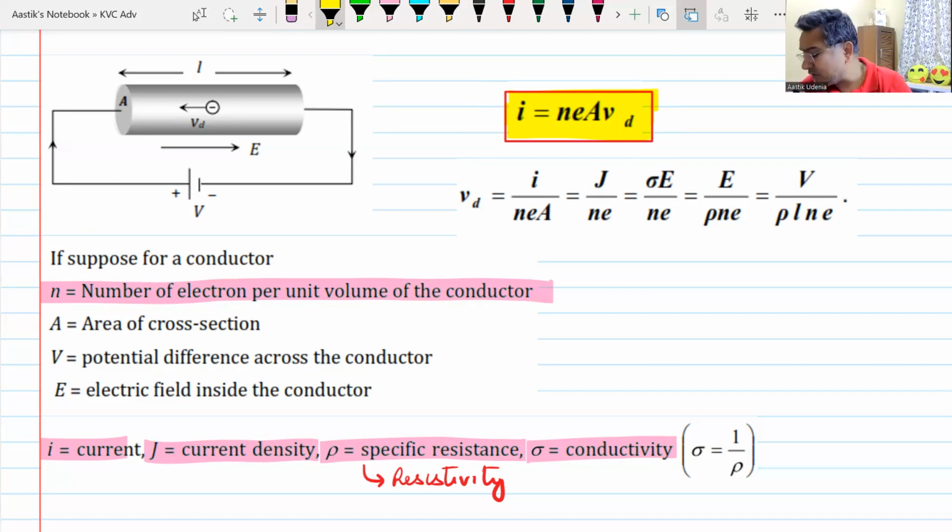Then you can write this drift velocity in different ways. I by nAe. I by A is J. You will get to know all these terms. Write them together so that we have everything together at one place. When you understand the rest of the terms, you will be able to make out the other equations as well. Right now, just note them down.